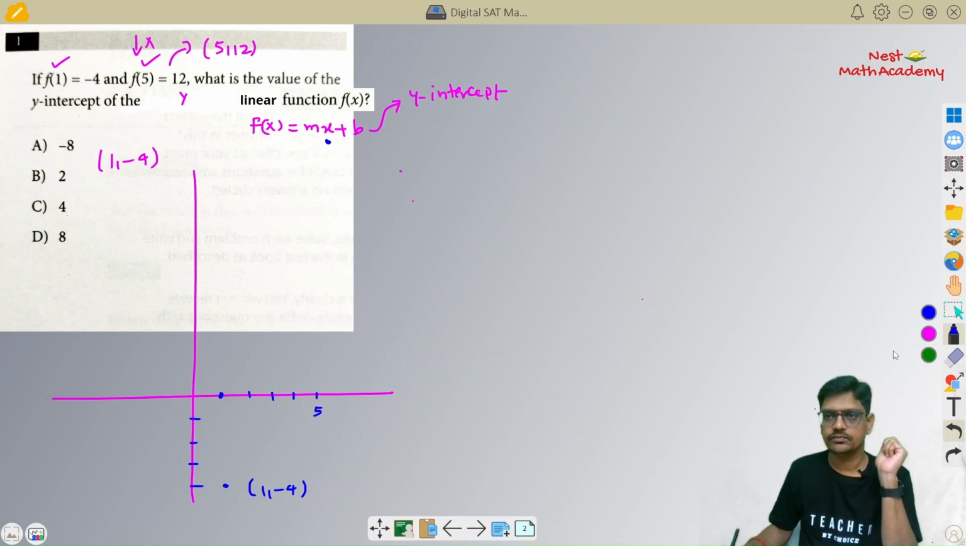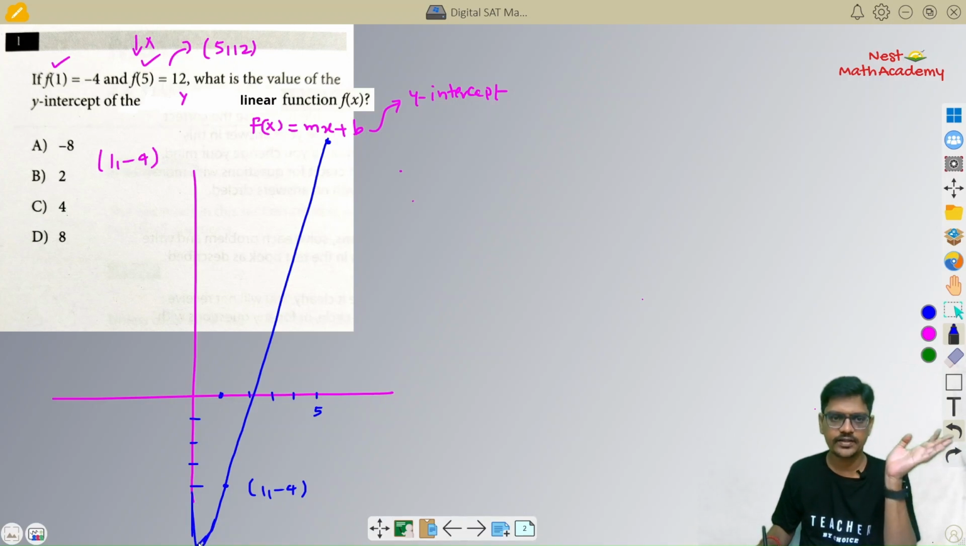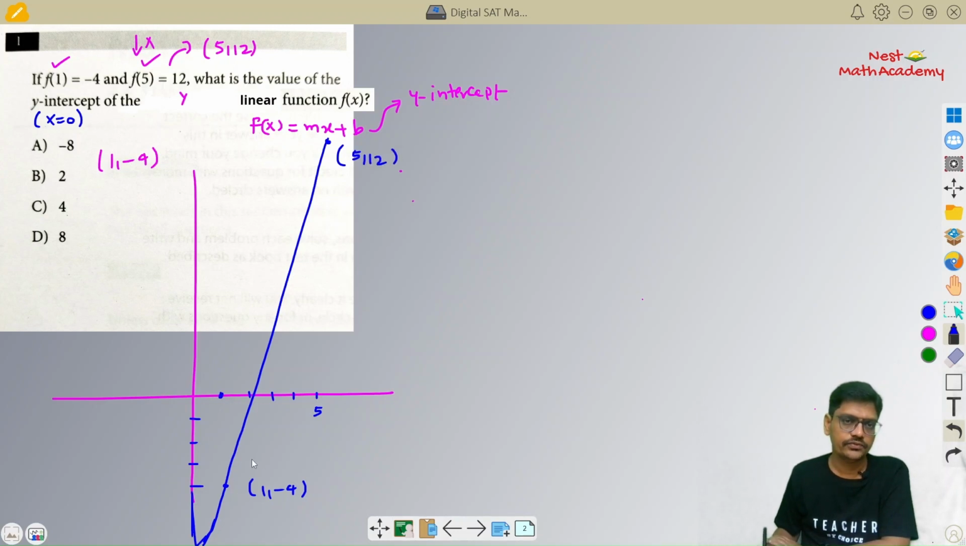Just join these two and you should get your line. Let's roughly draw the line somewhat like this. I cannot show it here, but if I extend this, it will cut the y-axis somewhere. That is the point we are looking for. The y-intercept is the point where the graph crosses the y-axis. x is 0 at that point. So these are the two points: this is 5 comma 12 and this is 1 comma -4.